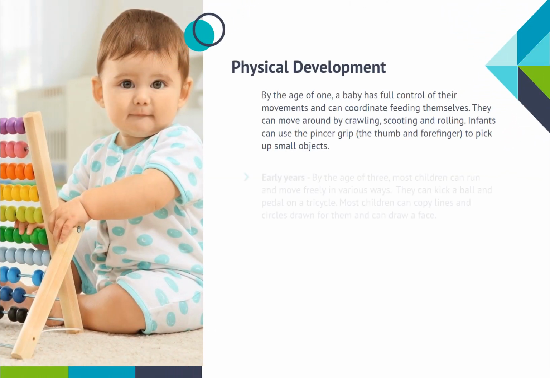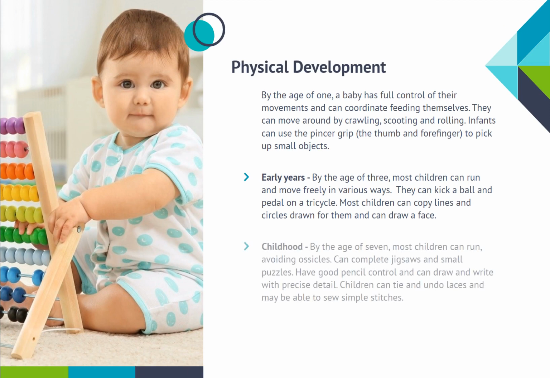By the age of 1, a baby has full control of their movements and can coordinate feeding themselves. They can move around by crawling, scooting, and rolling. Infants can use the pincer grip, the thumb and forefinger, to pick up small objects.